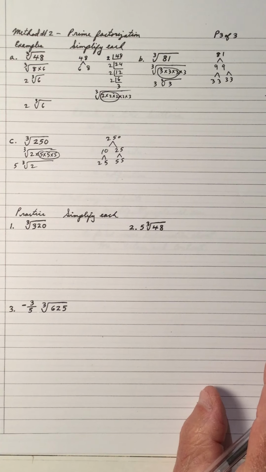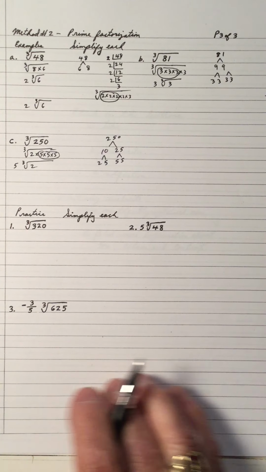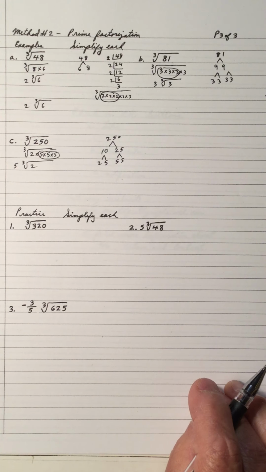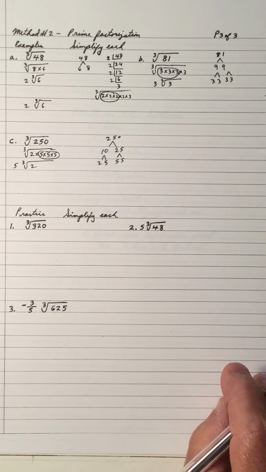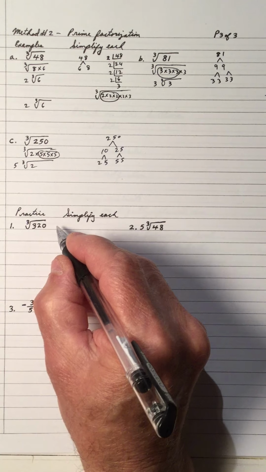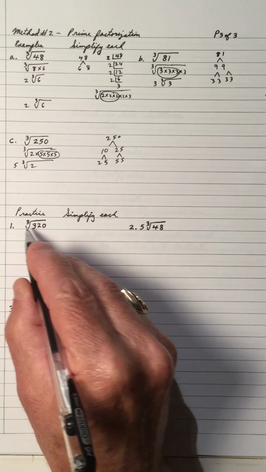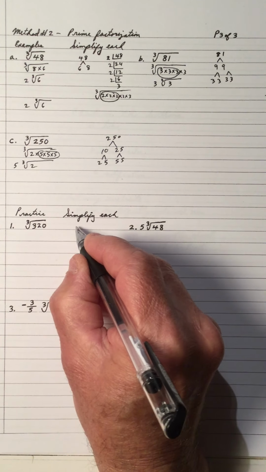And that's just another way of breaking it down. Remember, cube roots, you need 3 factors the same. Square roots, you only need 2. That's the only difference. And simplify these, the cube root of 320.